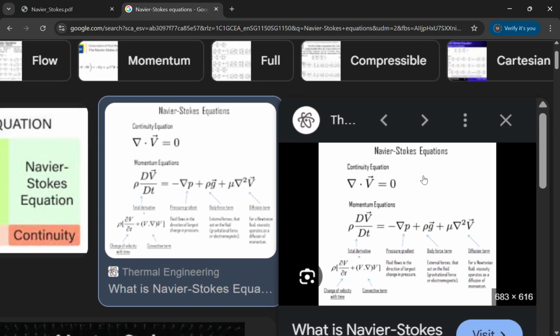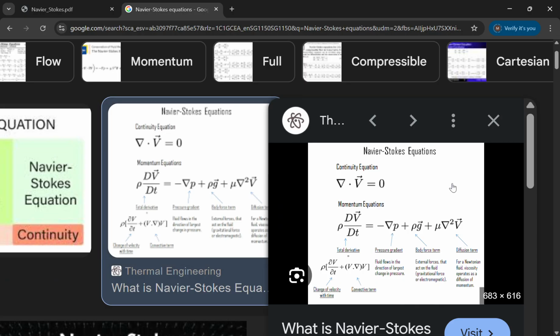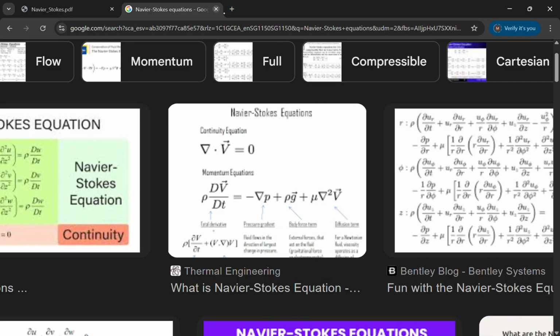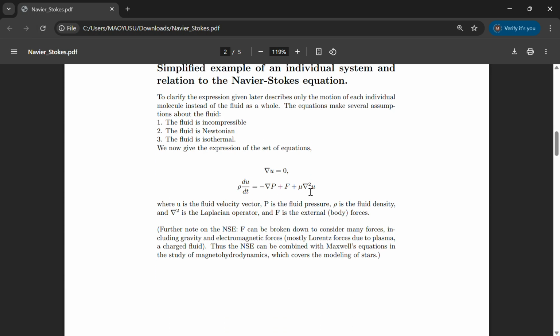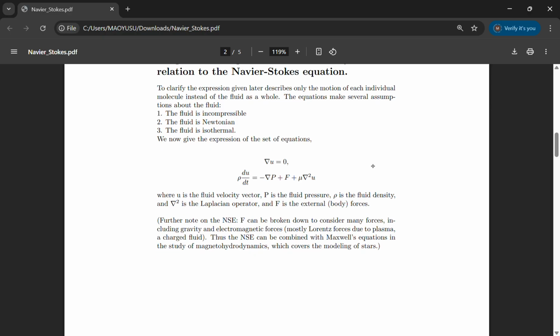So yeah, they'll give you this, and this is somewhat wrong. They didn't even state the conditions, and that's what I mean by dubious. It's quite misleading. This set of equations makes several assumptions, and they didn't even clarify. It's outrageous. Anyway, the fluid is incompressible, the fluid is Newtonian, the fluid is isothermal. The third one is, in my opinion, the least important. The ones we're actually concerned with are the first and second.